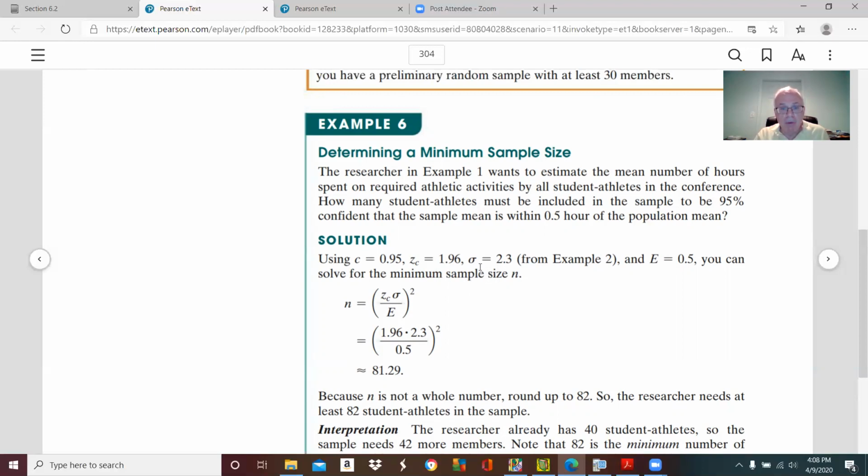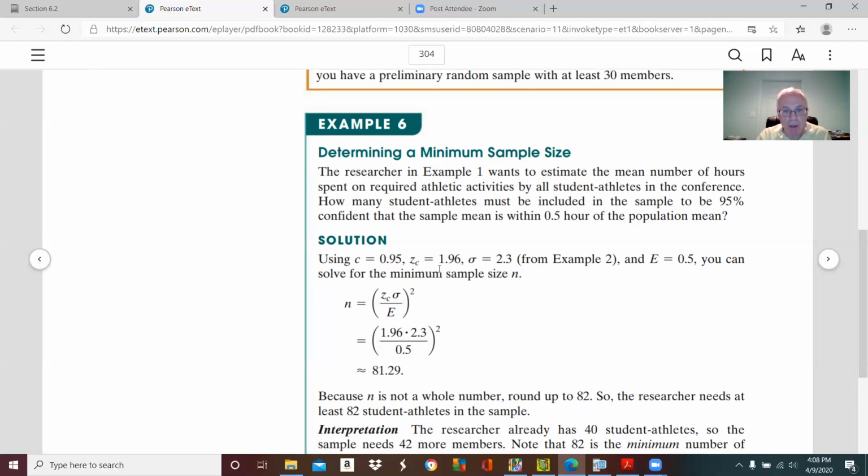All right, now, I think if you look at example 1, go back into the text, it mentions that an estimate for the population standard deviation is 2.3. And actually, if you look at example 2, it tells you that. Margin of error, of course, is 0.5 because that's what they tell you in the problem with the word within. So you just take these numbers and plug them into this formula.